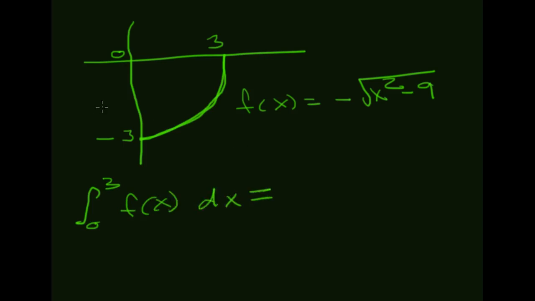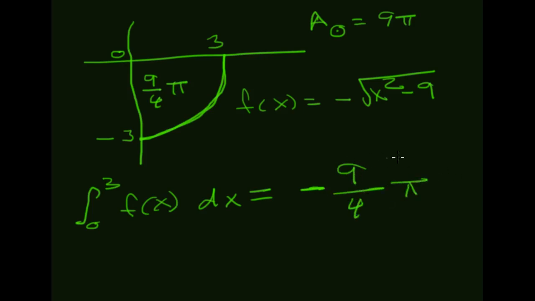Well, this is a quarter of a circle that has a radius of 3. So the area of the circle is 9 pi, which means the area of this piece is going to be 9/4 pi, but it's below the line, so this is going to be negative 9/4 pi. And there you go. Yet another definite integral.